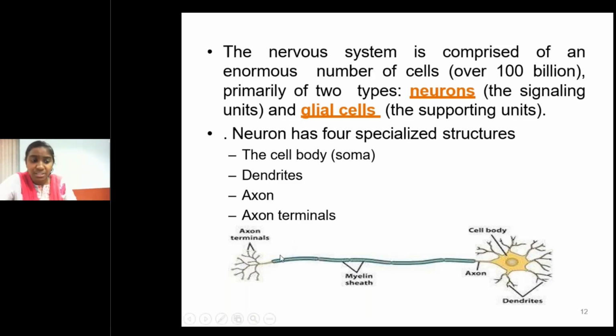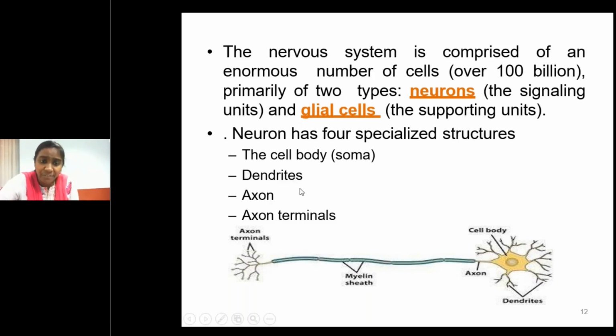See this neuron structure, as you all know very well: myelin sheath, axon, and dendrites. This is the cell body, and these are the axon terminals. These terminals help to make synaptic junctions, so this will be connected with another axon. The other axon terminals will be forming synaptic knobs, and the synaptic junction will be formed. So these axon terminals are useful.